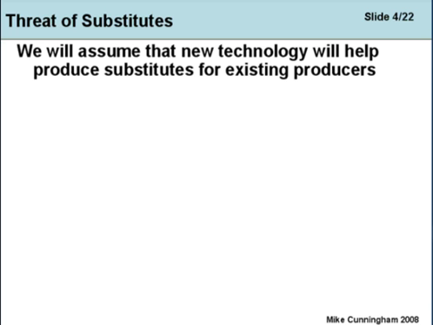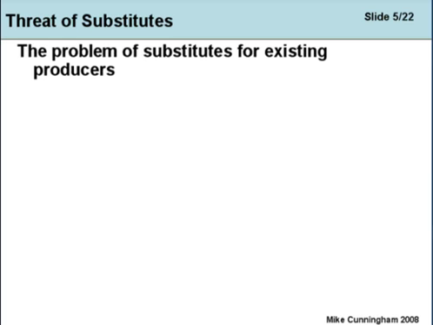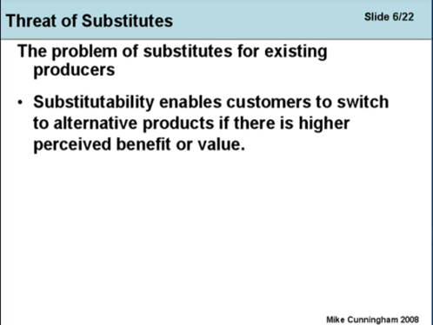We'll assume that the new technology will help producers to produce the substitutes, and that these will be a problem for the existing producers. The problem for the existing producers can be dealt with under various headings. For example, substitutability will enable customers to switch to alternative products if there is a higher perceived benefit or value. Generally speaking, as consumers, we like newness, we like modernity, we like new products. So when substitutes come into the market, they tend to have the latest technology incorporated.